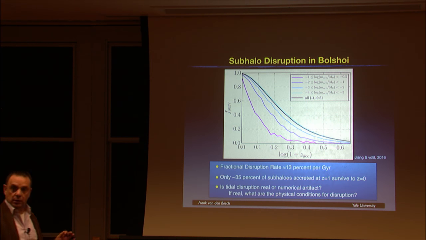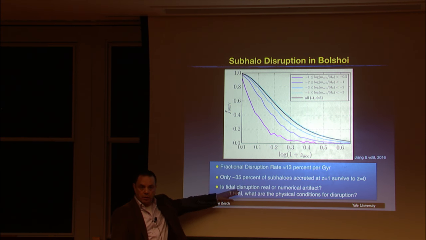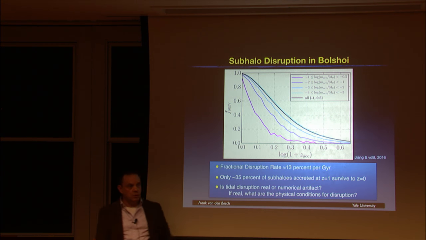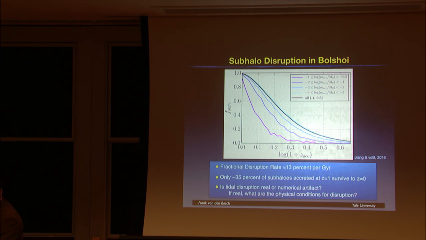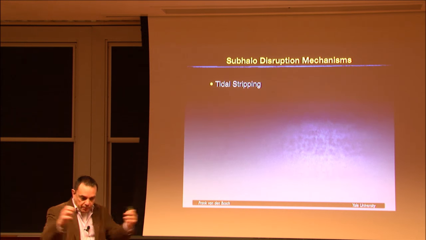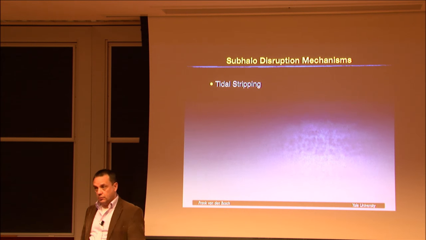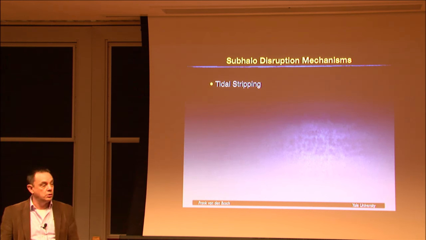That's very dramatic. And the question is, is this real? Is it numerical? If it's real, then what is doing it? So let's ask the question, what can cause actual tidal disruption? Well, you might argue tidal stripping. You just strip mass off, and if you keep stripping, at some point you'll probably disrupt the thing. We'll check that in a minute.